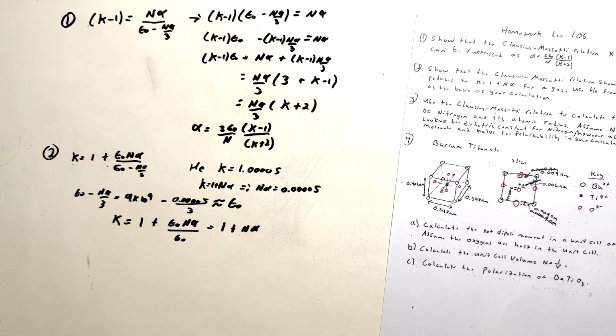And so you can see that in the case of a gas where n alpha is a very small number, our Clausius-Mossotti relation becomes the same simple relationship for the dielectric constant that we got with our simple model in lecture 105.